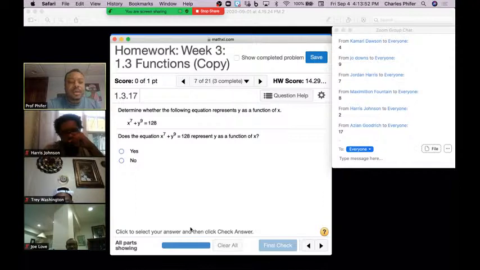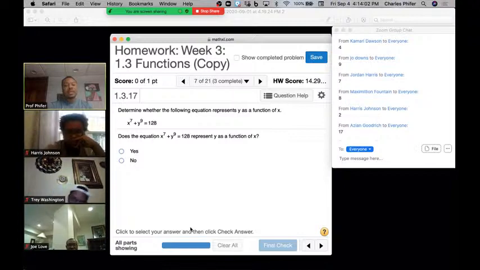All right, I'm curious as to what you all think about this one. This one says we have x to the 7 plus y to the 9 equals 128. What did we do in the last example when we had an equation? We solved for y, right? Let's try to do the same thing here and let's see what happens.